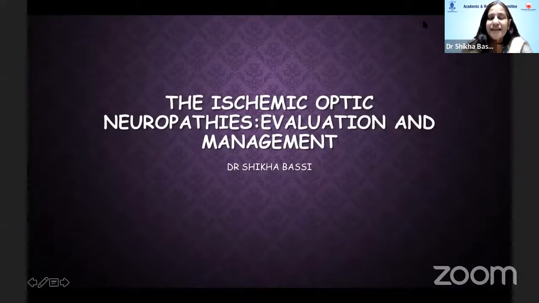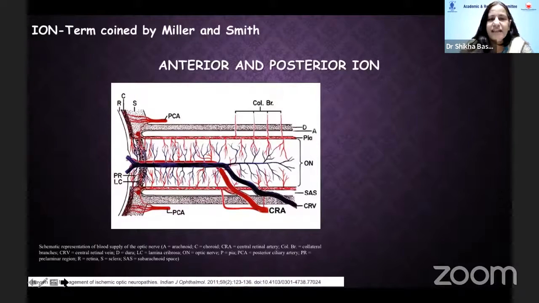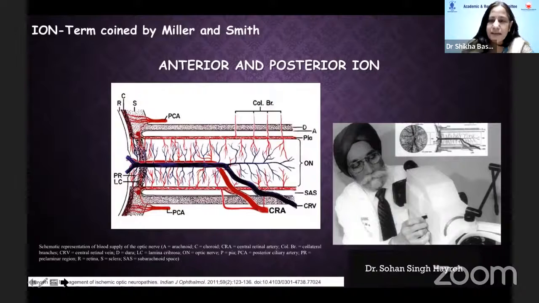Thank you, Team ARC, for giving me this opportunity to talk about ischemic optic neuropathies, evaluation and management. The term ischemic optic neuropathy was coined by Miller and Smith, but its classification into anterior and posterior ischemic optic neuropathy is based on the pioneering work of Dr. Hayreh, who identified the posterior ciliary artery as the part where the ischemia occurs.